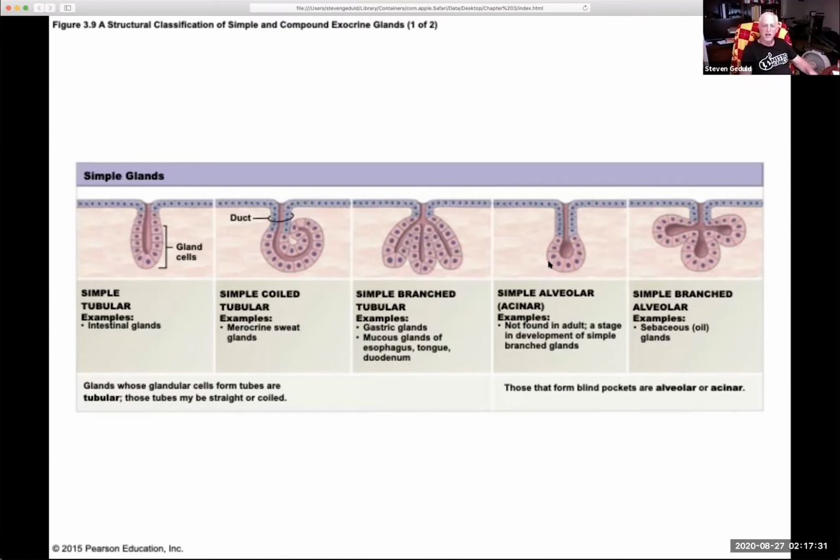Alveolar has a round pocket now. It just doesn't dead end in an end, but it has a bulbous extension like an alveoli. That's what's called alveolar gland. So this is simple alveolar. This is simple branched alveolar.